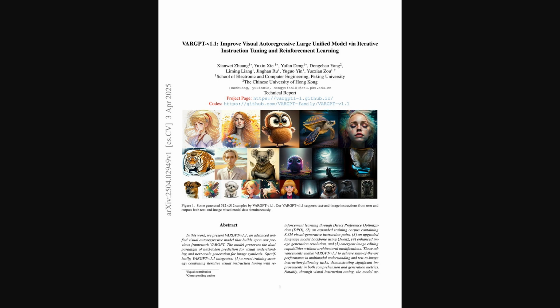Today we're looking at a paper titled VARGPT-v1.1: Improve Visual Autoregressive Large Unified Model via Iterative Instruction Tuning and Reinforcement Learning. So this work presents an advanced version of a model called VARGPT. It's designed to be a unified model, meaning it can both understand images and text and also generate images based on instructions. The big improvements here come from a new training strategy using instruction tuning and reinforcement learning, plus a much larger training dataset, about 6 times bigger than before. They also upgraded the language model part and improved the image generation resolution.